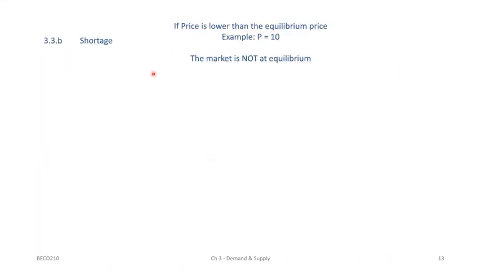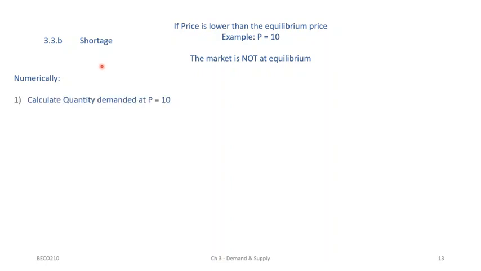For any reason, the price on the market could be lower than the equilibrium price. For example, P equals 10. Remember, the equilibrium price is 20. So obviously, P equals 10 is not the market equilibrium. In this case, we have a shortage on the market.